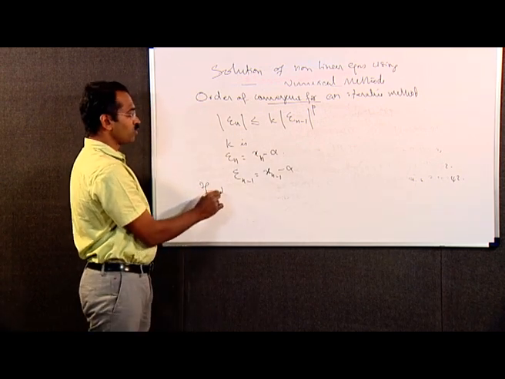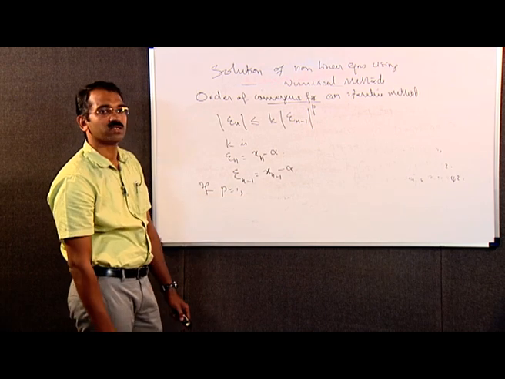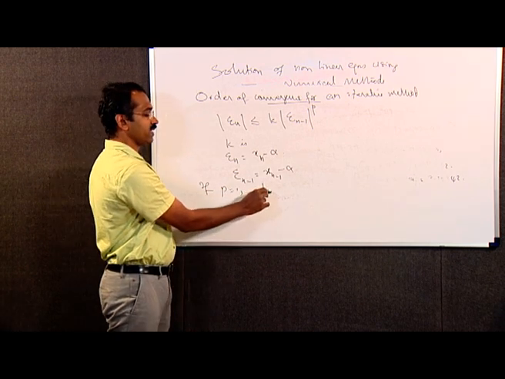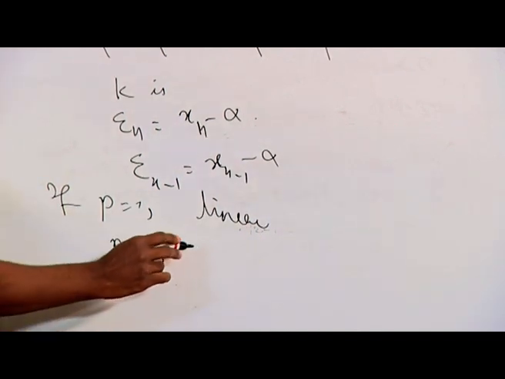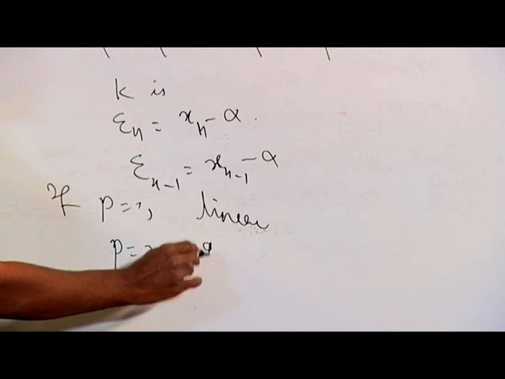If p is equal to 1, we say that the order of convergence is linear. If p is equal to 2, then the order of convergence is quadratic.